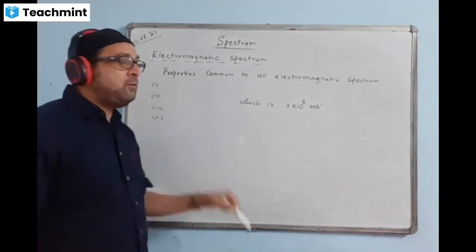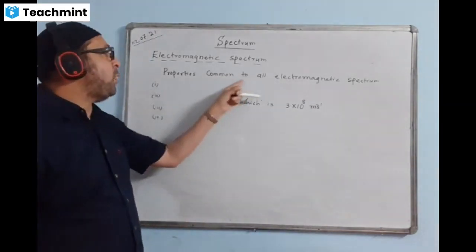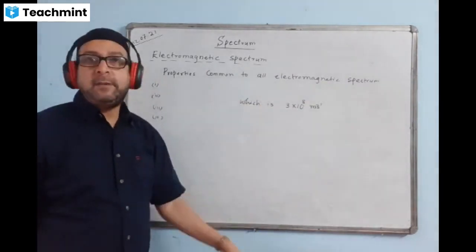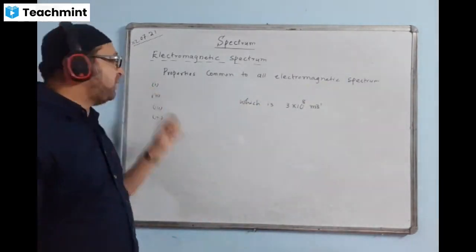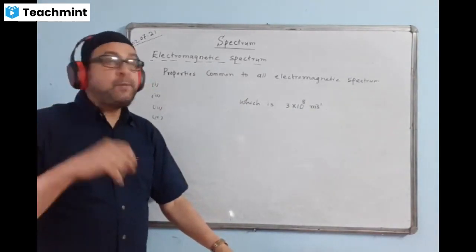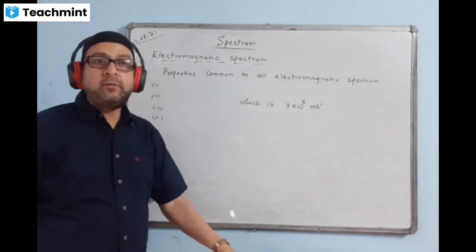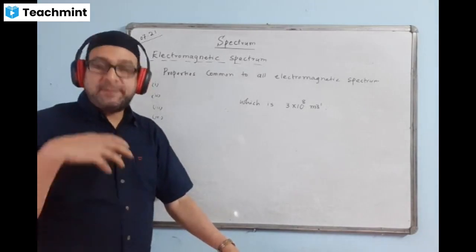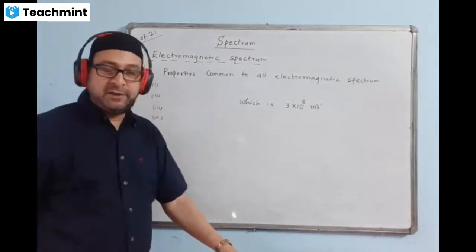First one, please write down. This is the heading: properties common to all electromagnetic spectrum. And write number one, the first common property to all the electromagnetic spectrum. I will give the names after finishing.